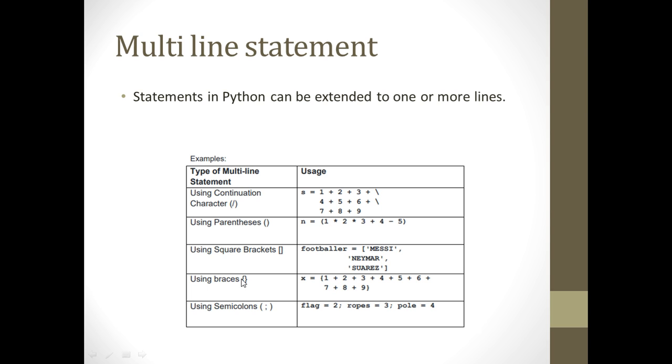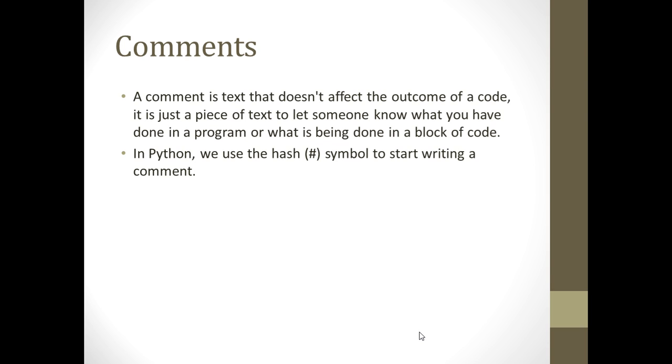The third is by giving braces. x is equal to and so on. So now this is considered as one single statement spanned across multiple lines. The next is using semicolons. So here I have three statements: flag is equal to 2, ropes is equal to 3, pole is equal to 4. And these are all put together using a semicolon. So this is how I can include statements in many lines. So these are the various ways in which statements can be given in Python.